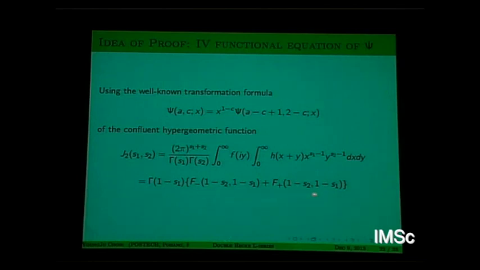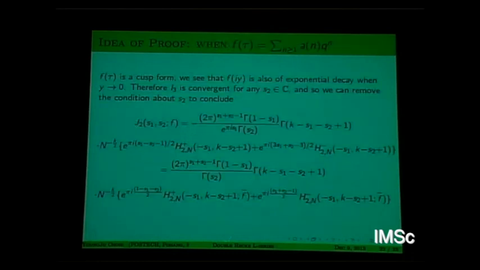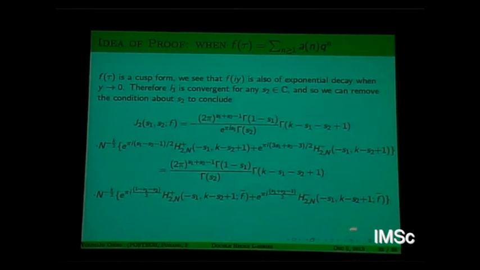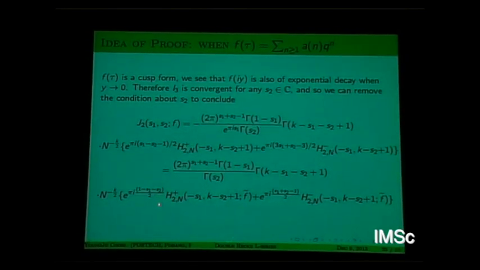So this functional equation is really coming from the confluent hypergeometric function. And if we polish using very nice convergence, then when f of tau is a cusp form, we get the different functional equation, which I showed before. So this is the main term, which can be written in terms of the double series of hypergeometric functions. So this was the brief sketch.